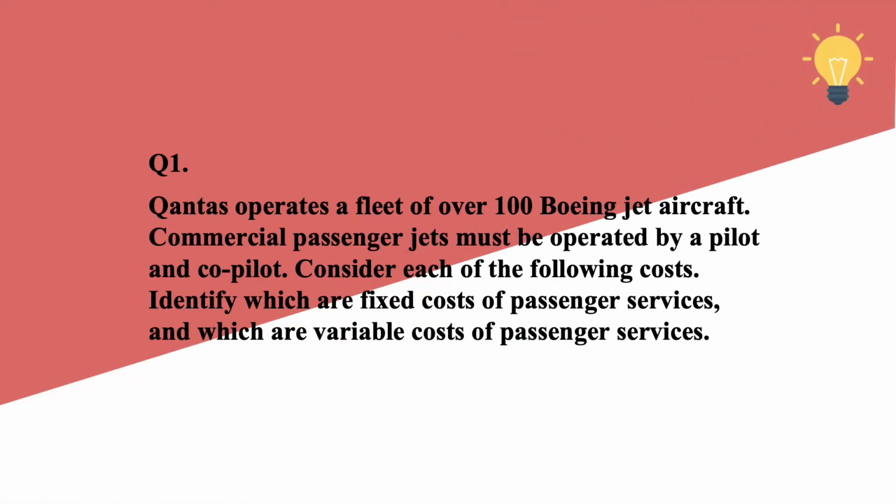Question 1. Qantas operates a fleet of over 100 Boeing jet aircraft. Commercial passenger jets must be operated by a pilot and co-pilot. Consider each of the following costs. Identify which are fixed costs of passenger services and which are variable costs of passenger services.